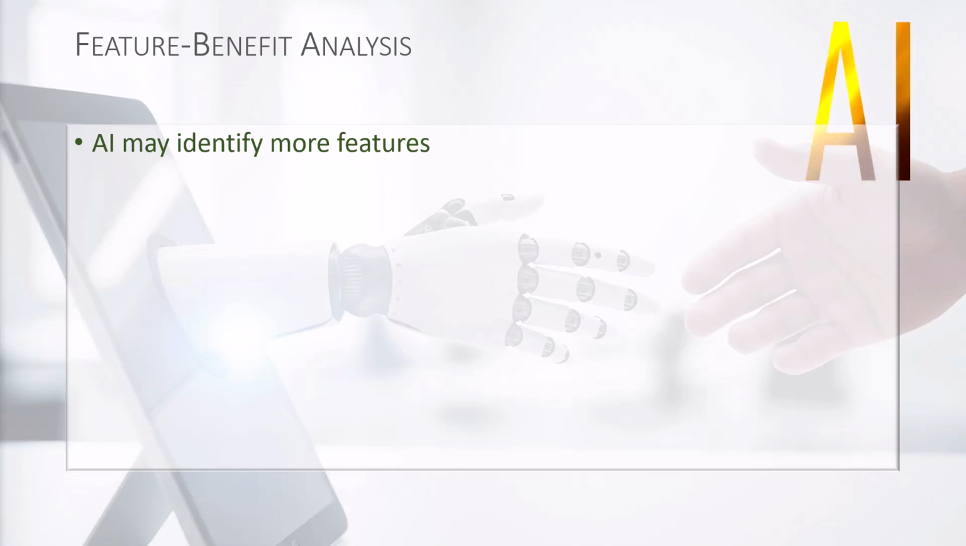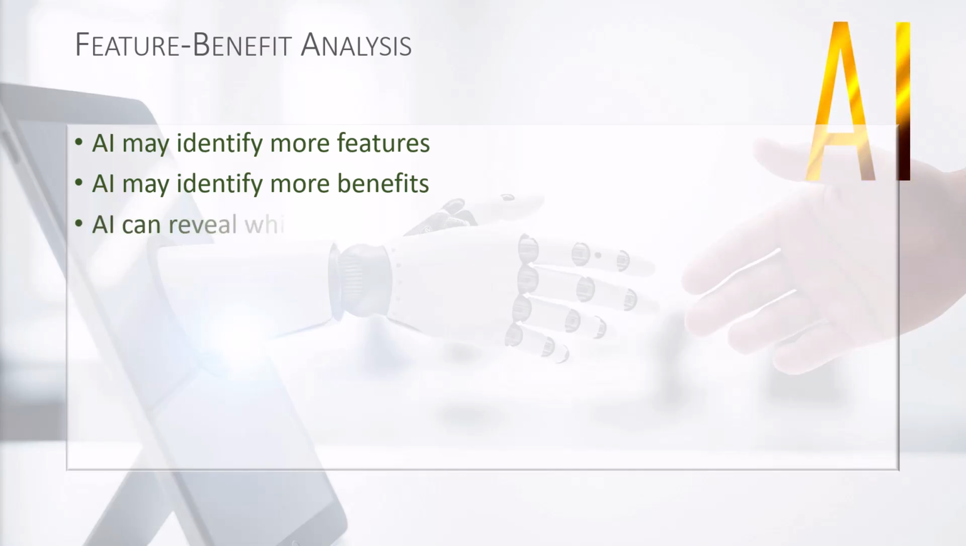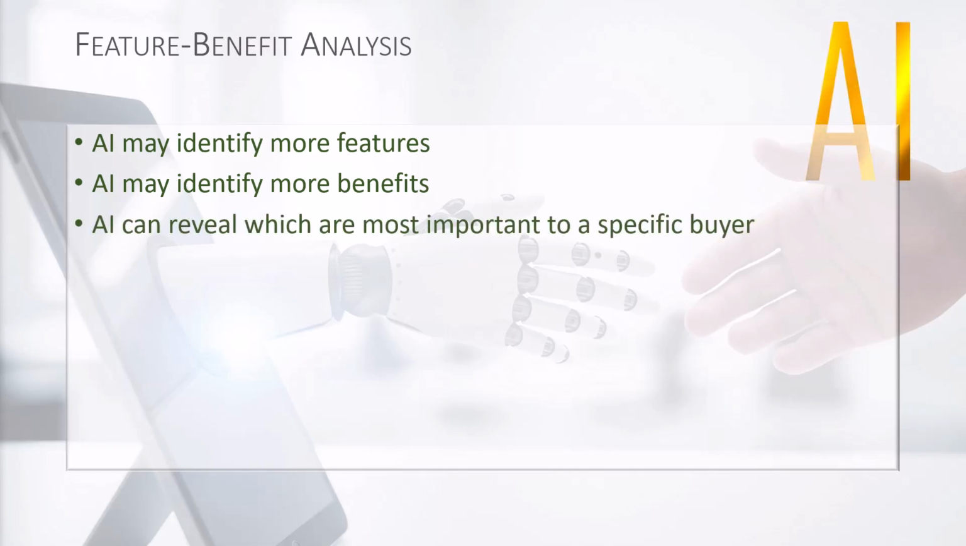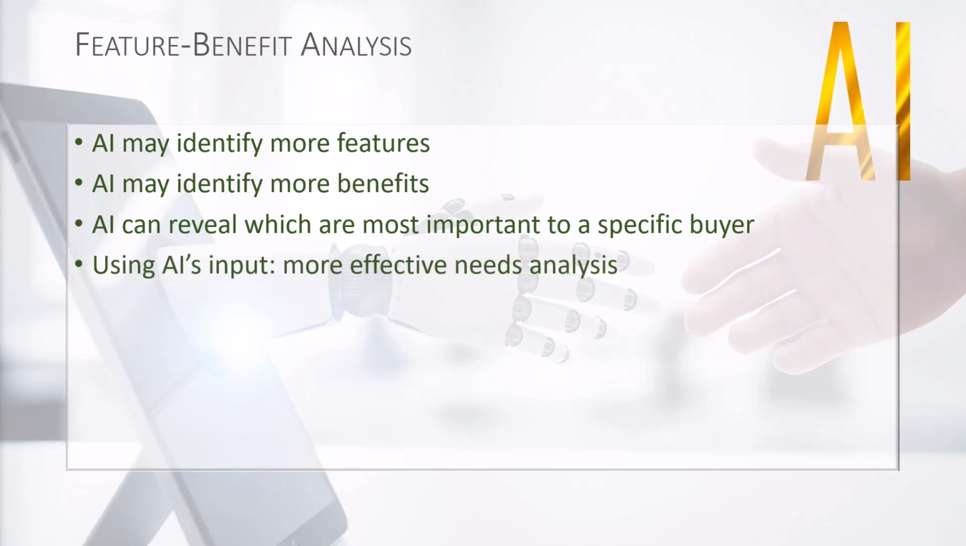AI may identify more features. I've had this happen frequently. So we expand our feature list, and then for each of our features, we may find more benefits, more uses, more value for the buyers. AI can reveal which ones are most important to a specific buyer before we show up. It's in our pre-call planning. What's happening in their industry? What's happening in their market? What's happening with this company? Using AI's input, we can be more effective with our needs analysis than ever before.